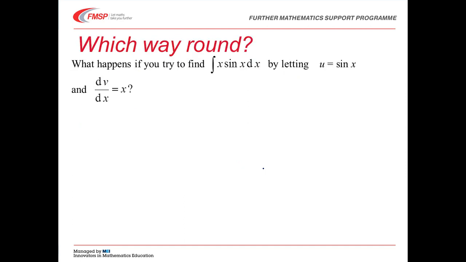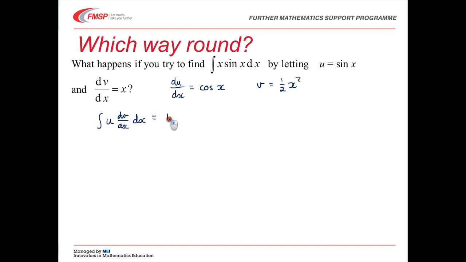Okay, what happens if we try things the other way around? This time let u be sine x and dv by dx be x. That means that du by dx is cos x and v is a half x squared. Let's see what happens.